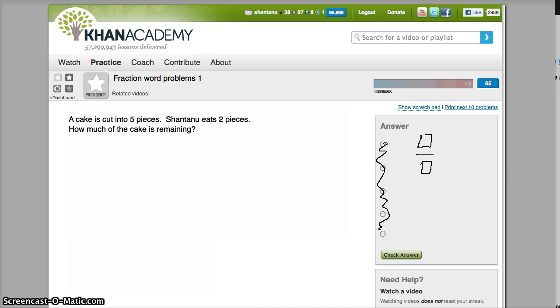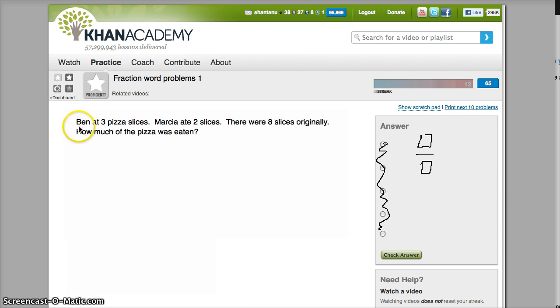Another type of problem: we could say something like, Ben ate 3 pizza slices, Marcia ate 2 slices, and there were 8 slices originally. How much of the pizza was eaten? Here, obviously, it's just 3/8 plus 2/8, which is 5/8. Again, I'm not going through the hints. I think you could figure that out. I just want to give you a sense of the various types of problems.